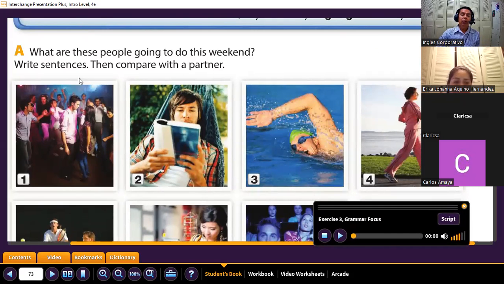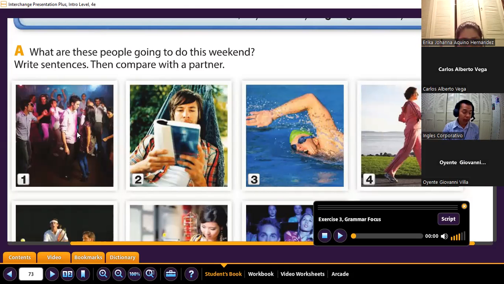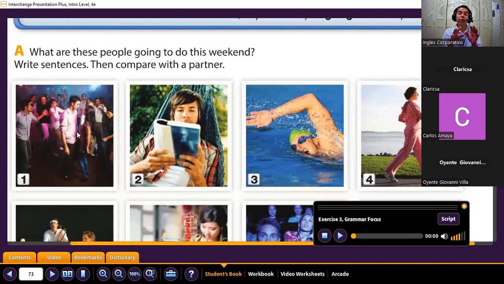What are these people going to do this weekend, right? What are they going to do this weekend? Volunteers, please, raise your hands. Picture number one. Dancing. They are going to? Dancing. They are going to go dancing. They are going to go dancing. No. They are going to go?